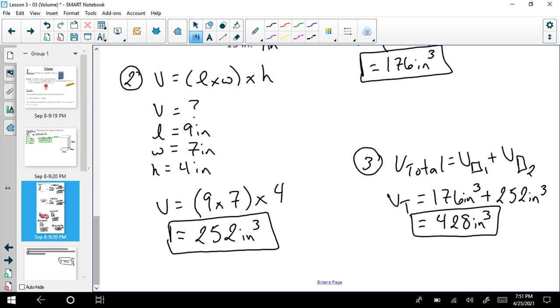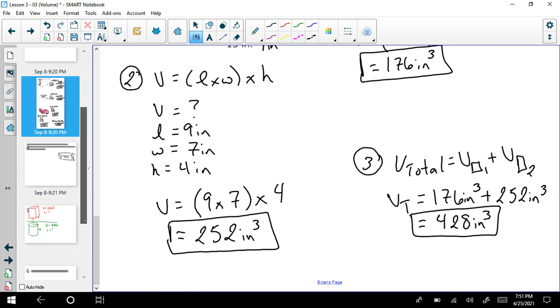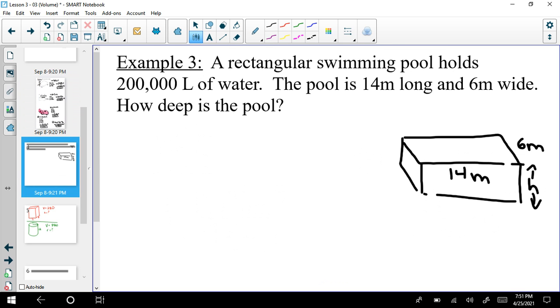Okay, so we have a couple more questions to go through, and then I will assign you guys your homework. So this one's a word problem. A rectangular swimming pool holds 2,000 liters of water. The pool is 14 meters long and 6 meters wide. So how deep is the pool? So what I would do first of all, if it's a word problem and I don't have a diagram, is I would draw my diagram. Okay, so we have our diagram drawn here.